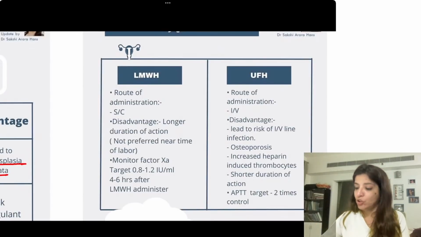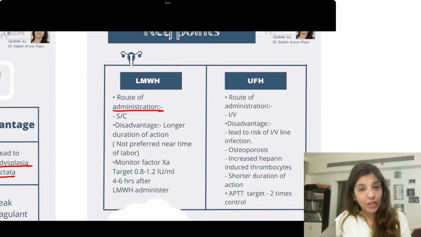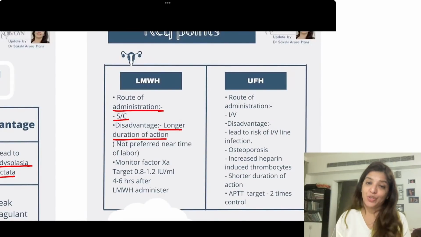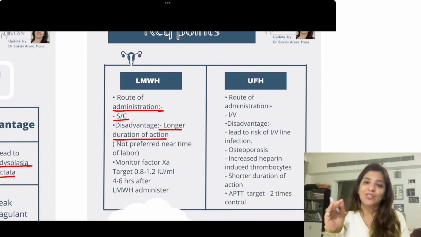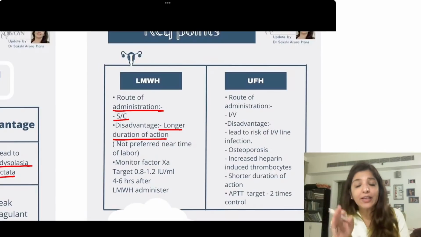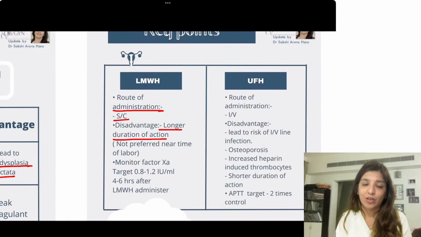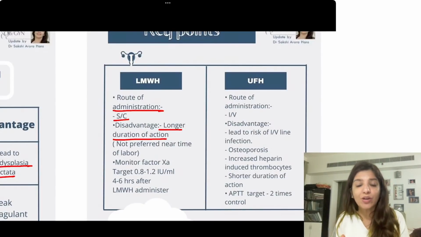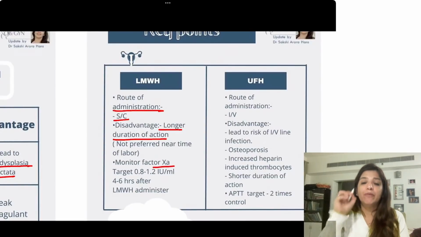Low molecular weight heparin, the route of administration is subcutaneous. The disadvantage is it has a longer duration of action. So if I am using low molecular weight heparin very near to labor, there are chances of PPH, right? So very near to labor, I will not use low molecular weight heparin. Now when you are using low molecular weight heparin, you monitor factor 10A and your target is between 0.8 to 1.2, right? That is your target factor 10A level, right?